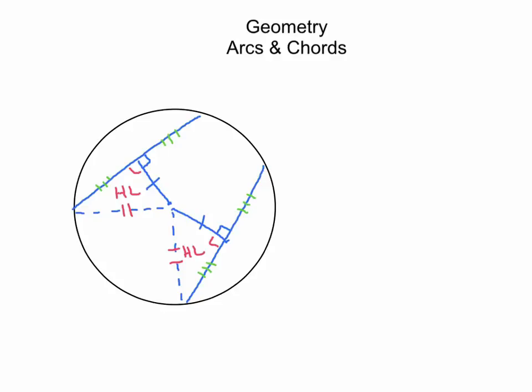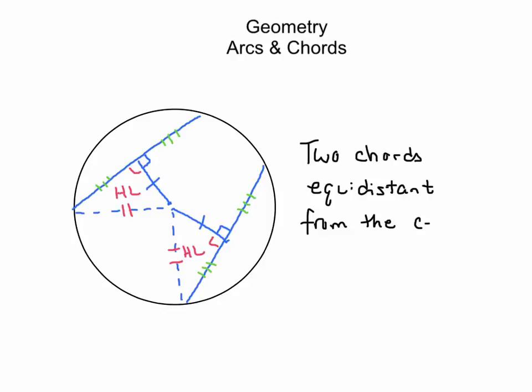The converse of this statement is also true. If we know that two chords on a circle have the same length, then we know that they are equally far or equidistant to the center of the circle. Written in words, two chords that are equidistant from the center are congruent.